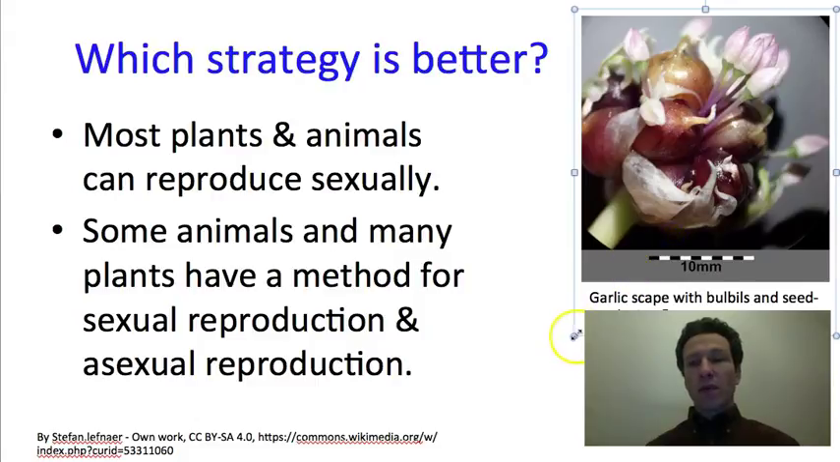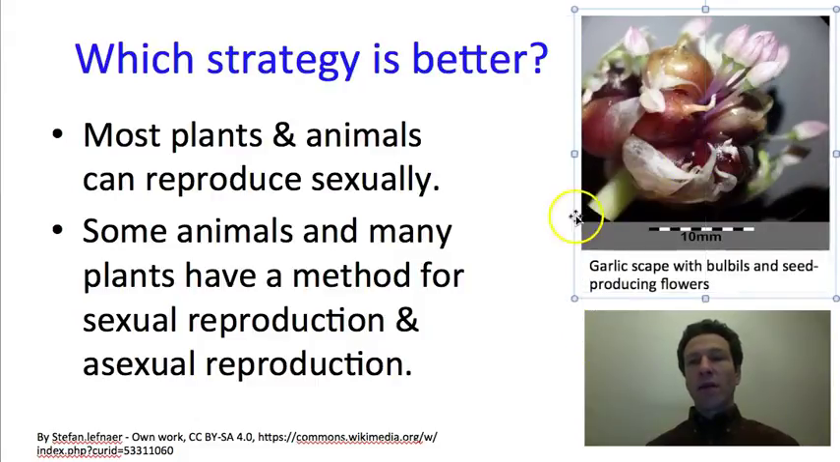Let's look at an example over here. What we have is a garlic scape. This is the top of a garlic stem that forms sort of mid-season, and typically we cut it off because we want the plant to make bigger garlic cloves instead of investing in this structure. But if we did allow this structure to grow, here's what we might see. We see a mix of bulbils, as well as flowers, and these flowers will eventually produce seeds.